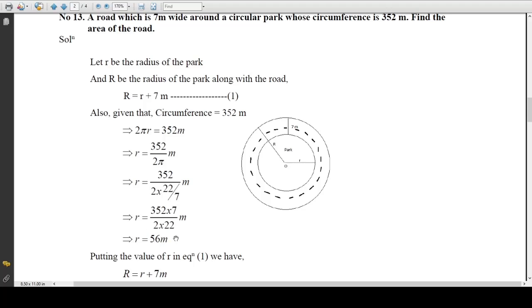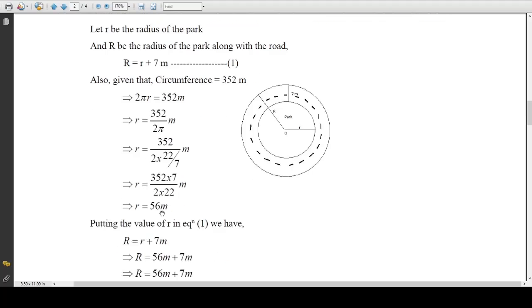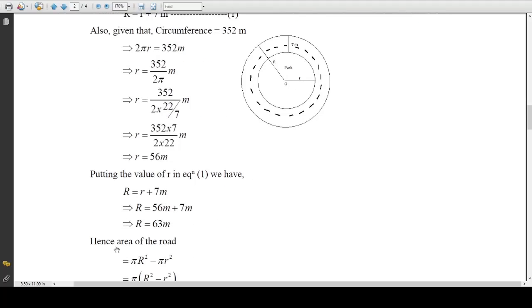Now once we get the radius of the inner circle, then you can easily find out the radius of the outer circle, which is given here in equation 1. Capital R will be small r plus 7, and small r is 56. 56 plus 7 will be 63 meter. Capital R will be 63 meter. Hence the area of the road will be how much?